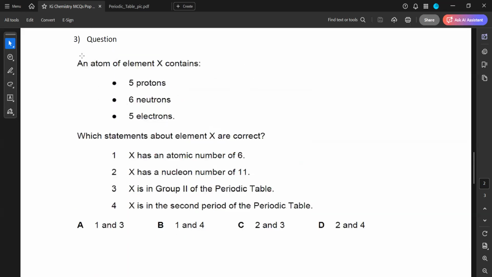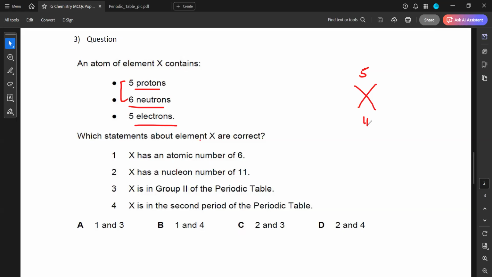An atom of an element contained 5 protons, 6 neutrons, and 5 electrons. So if this element X has 5 protons, the proton number is 5. And 6 neutrons, because the nucleon number is the sum of protons and neutrons, so 6 plus 5 makes 11. So 11 will be the nucleon number.